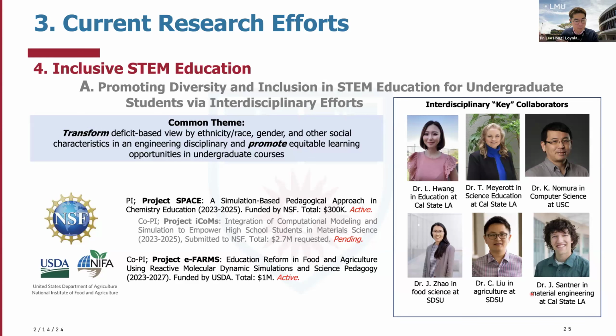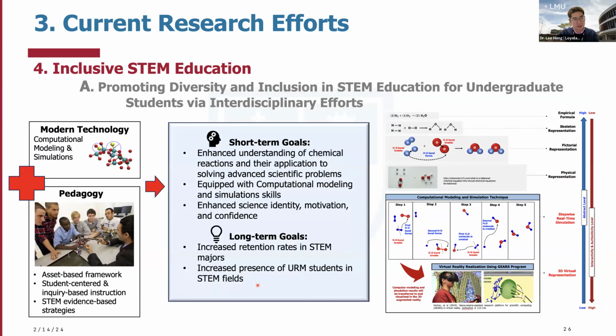So we are applying for multiple grants. These are the ongoing two projects by NSF and USDA. We also submitted another grant last year. Basically, we want to use our simulation and AI or machine learning to teach chemistry better. That's the overall theme, and this is conceptual.